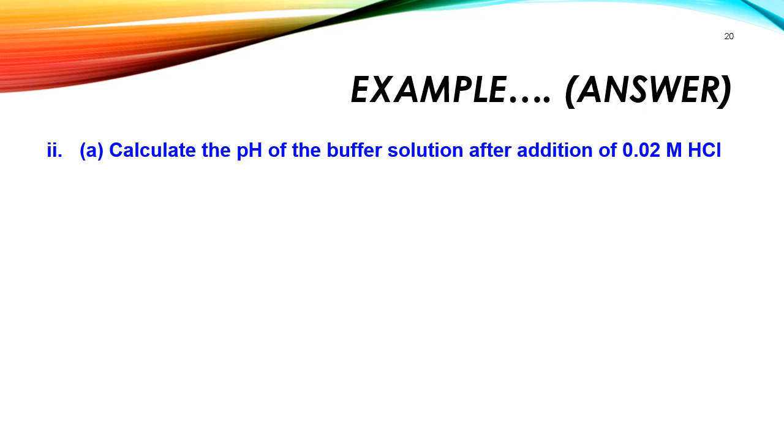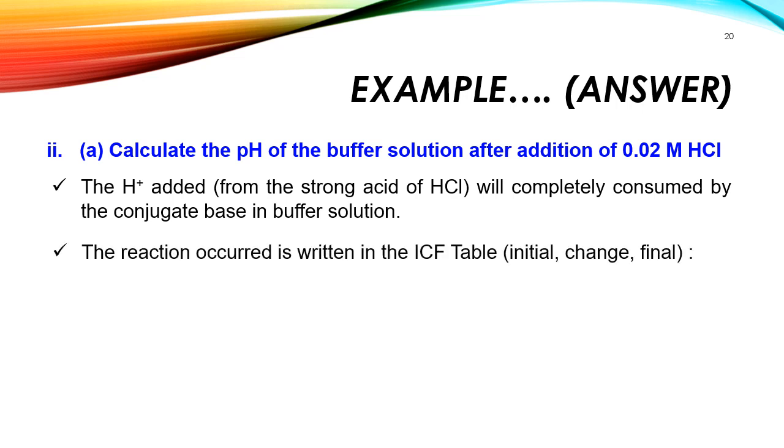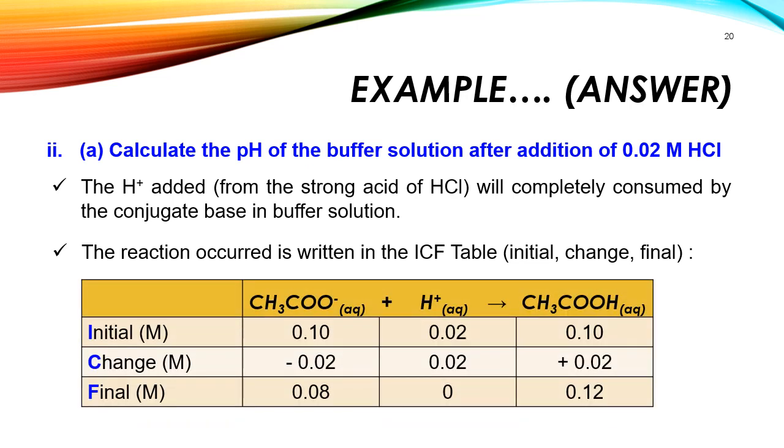Question number 2. Calculate the pH of the buffer solution after the addition of a strong acid, 0.02 molar of hydrochloric acid. Take note that the H+ ion added from the strong acid will be completely consumed by the conjugate base in the buffer solution. The reaction that occurs in this buffer solution is shown in the ICF table. The ethanoate ion will completely consume the H+ ion added from the strong acid. That will produce ethanoic acid.